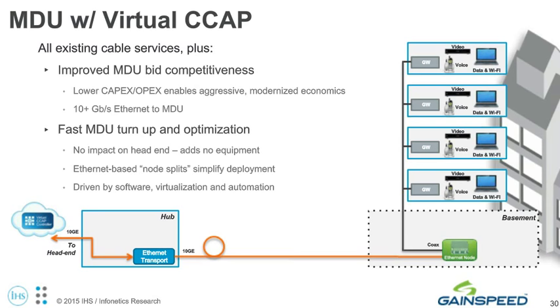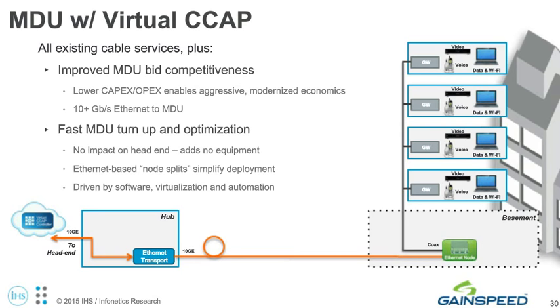And now, for an operator, you have a 10 gig Ethernet connection to the MDU. It's not a fiber to the building play, so it changes the marketing message. The cost structure of a virtual CCAP architecture relative to a legacy CCAP architecture is dramatically different, so that makes it easier for them to go after and bid on these multi-year contracts.